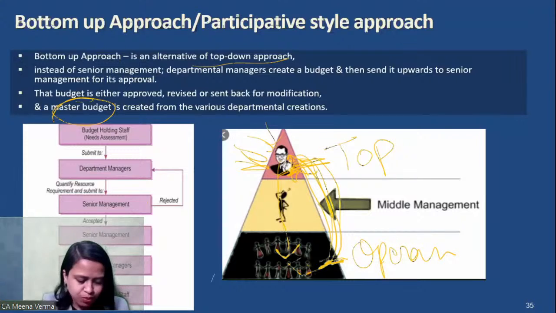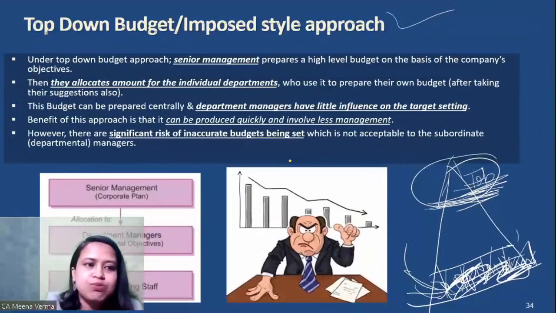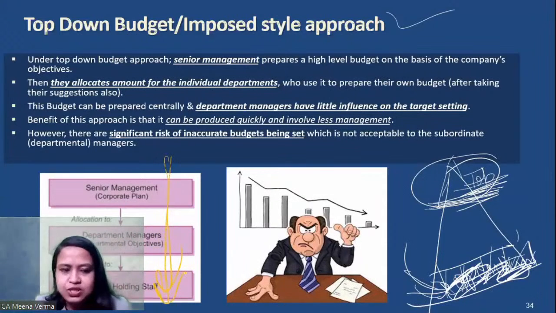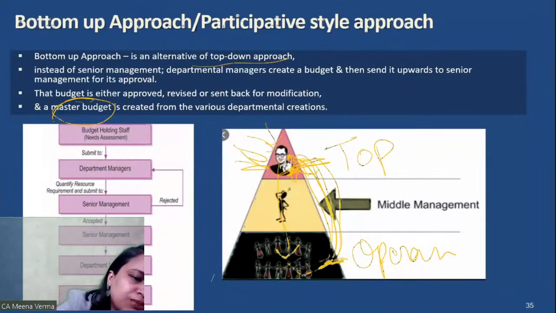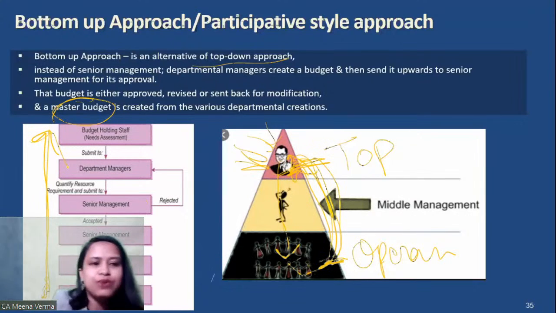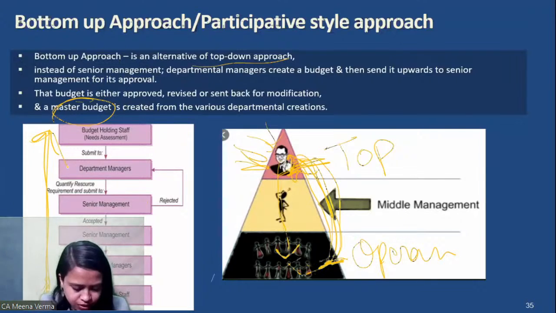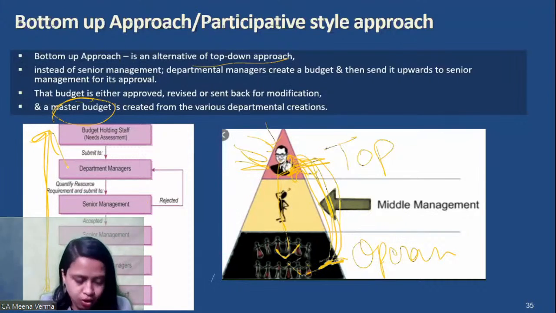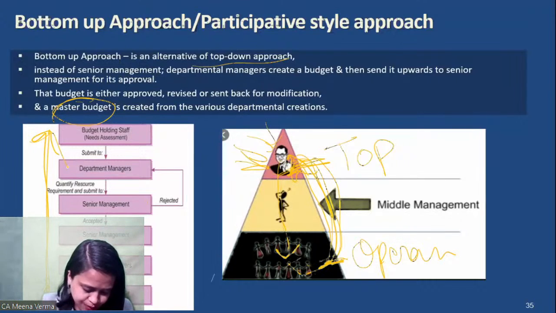Now can you tell me which approach is better? Is the participative approach better, or which approach is better according to you? The bottom-up approach or the top-down approach? Why is it called top-down? Because from top level downward, this budget is prepared. And why bottom-up? From bottom to upward, meaning operational level to top level. In this way, this budget is prepared. So in this way you can learn it. Okay, which budget is prepared? Can you tell me? Bottom-up approach or top-down approach? Which is better?